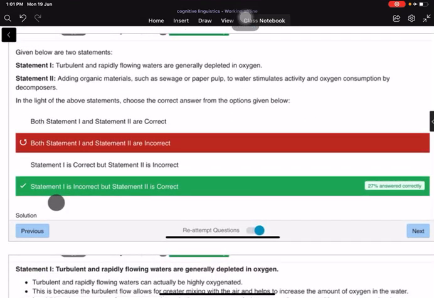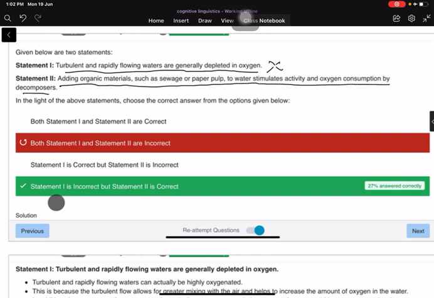The next is: turbulent and rapidly flowing waters are generally depleted in oxygen. That's not correct. Adding organic materials such as sewage or paper pulp to water stimulates activity and oxygen consumption by decomposers. That's correct. True.